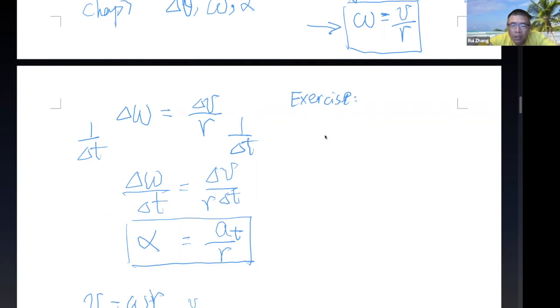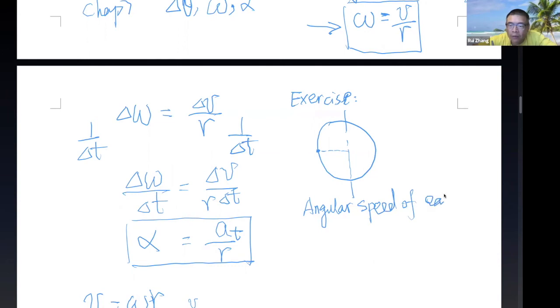So let's consider this. We know the Earth's rotating, right? Let's consider somebody living on the equator of the Earth. I guess for that purpose, it doesn't matter. So the question here is, what is the angular speed of the Earth's rotation? And then the second question is, what is the linear speed for a person at the equator?